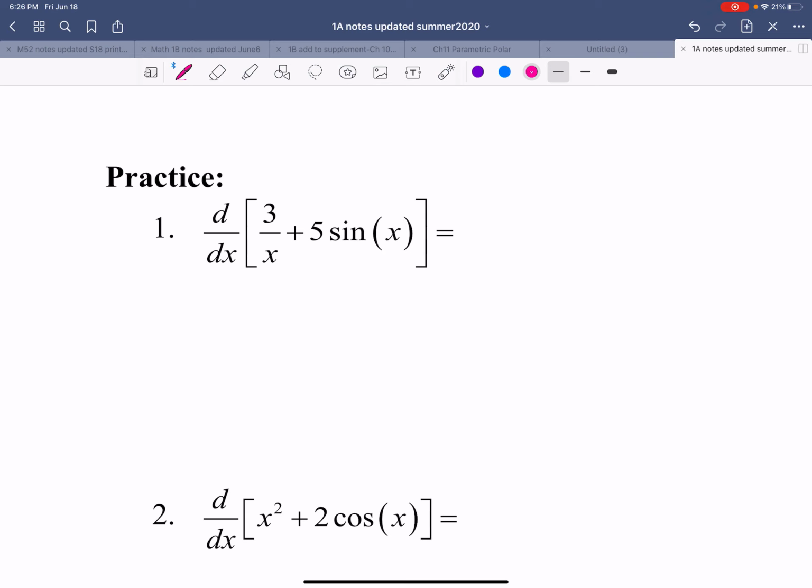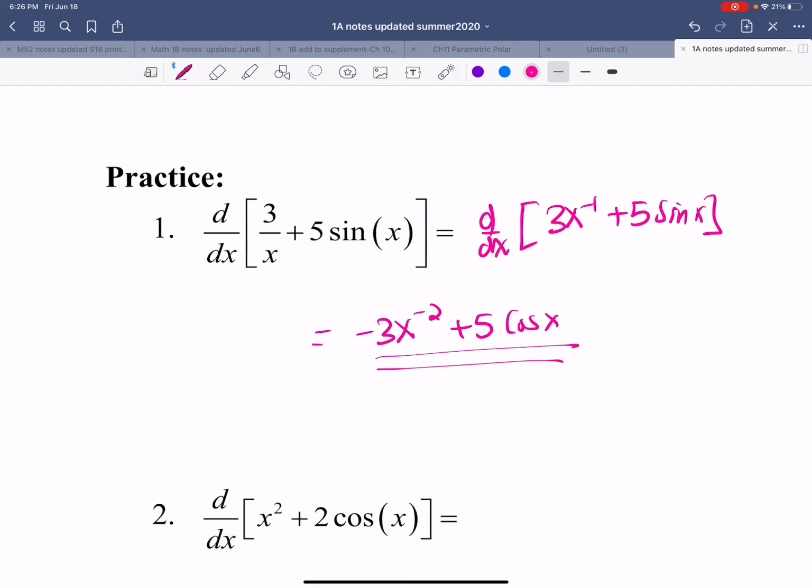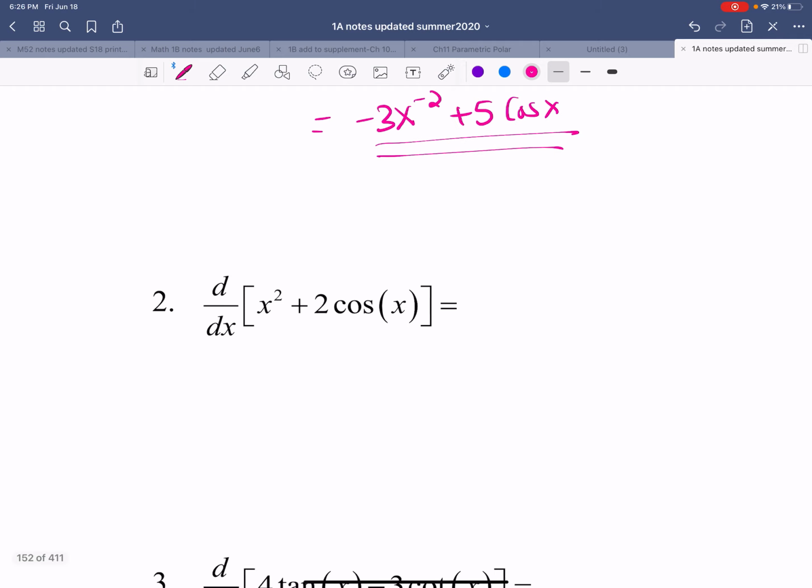Derivative of 3 over x plus 5 sine x. I can rewrite the function as 3x to the power negative 1 plus 5 sine x. That derivative turns out to be negative 3x to the power negative 2 plus 5 cosine x. Next, x squared plus 2 cosine x. That derivative would be 2x plus, actually minus, because derivative of cos x is negative sine x, minus 2 sine x.